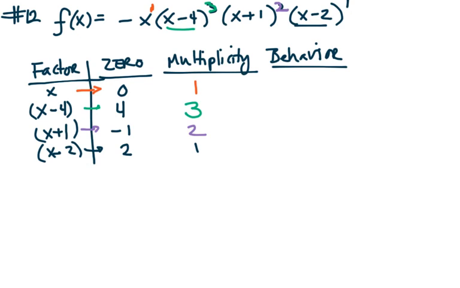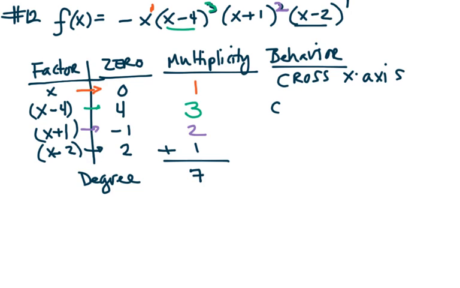To find the degree of the polynomial, by the way, all we do is add the multiplicities. So that's like 4 plus 2 plus 1, that's 7. All right, and then the behavior: if it's an odd number, it means it's going to cross the x-axis. Okay, so this one's going to cross. 3 is an odd multiplicity. 2 is not. It's going to bounce. And then 1 is going to cross.